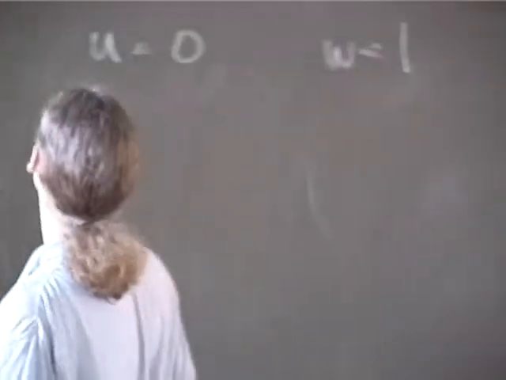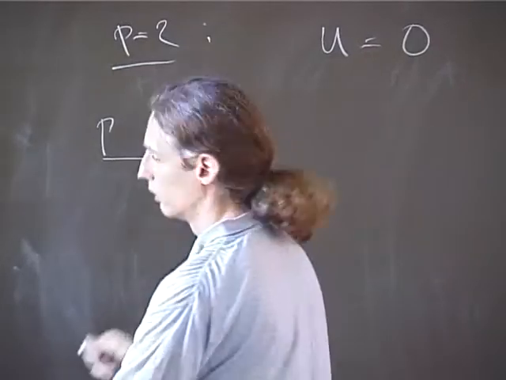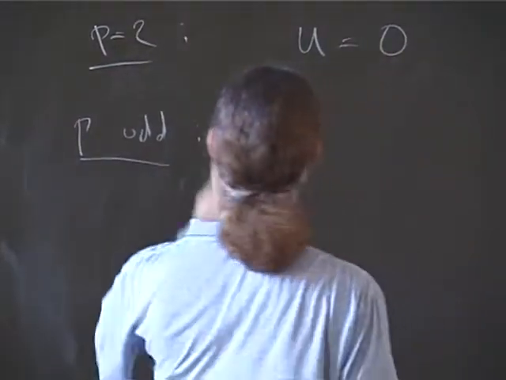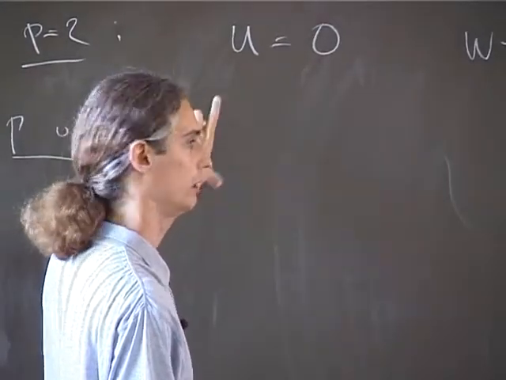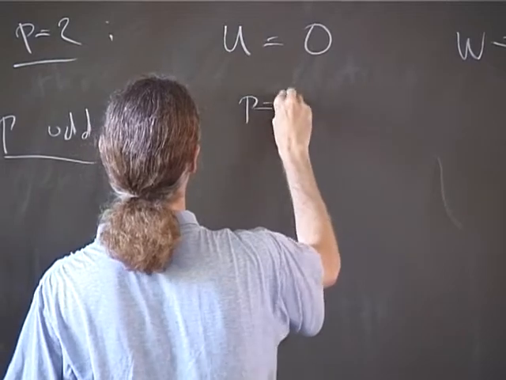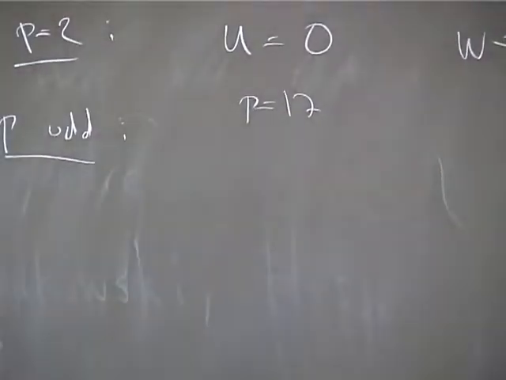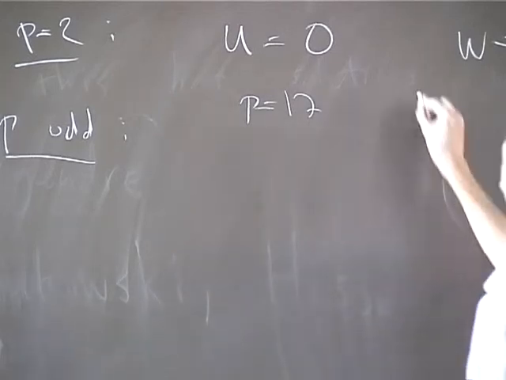OK, now let's see, p odd. So there are two possible approaches. You can take p equal to 17, and then, I don't even know what it is. 1 over square root of 2.